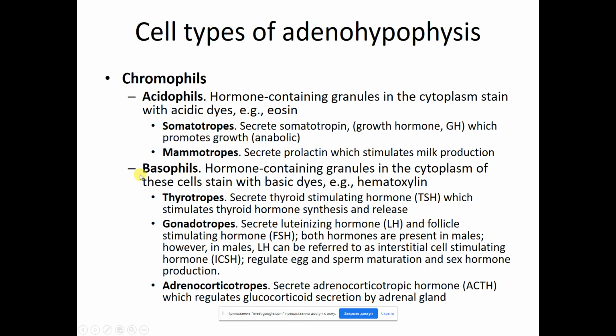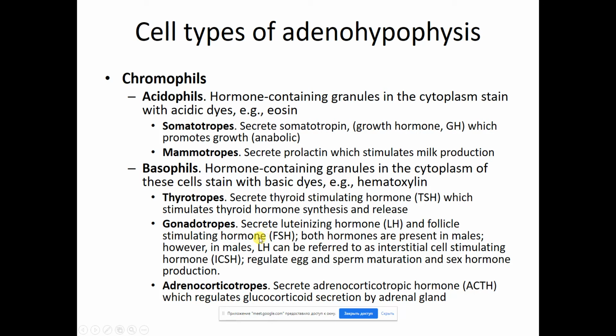Then basophils. Basophils, as the name implies, are colored with basophilic stains, basic stains. We have thyrotropes, gonadotropes, and adrenocorticotropes. Thyrotropes produce TSH, thyroid stimulating hormone. Then gonadotropes produce two types of hormone: LH, luteinizing hormone, and FSH, follicle stimulating hormone.